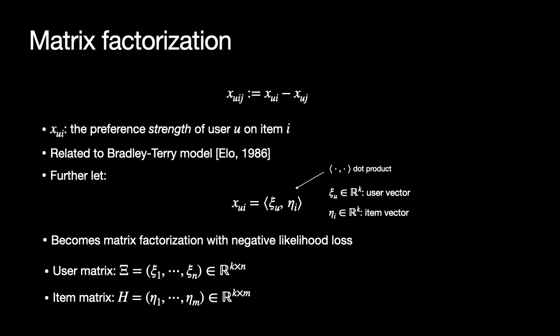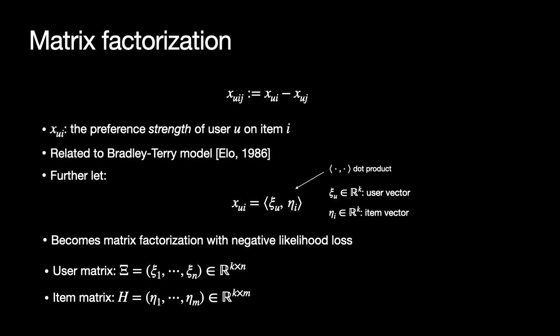The Bayesian personalized ranking model assumes x_uij, for user u and atoms i and j, can be represented by this equation. This is the difference of the preference strengths of user u on atoms i and j, respectively. The parameterization has a long history in investigating pairwise comparison matrices and can be dated back at least to 1986.